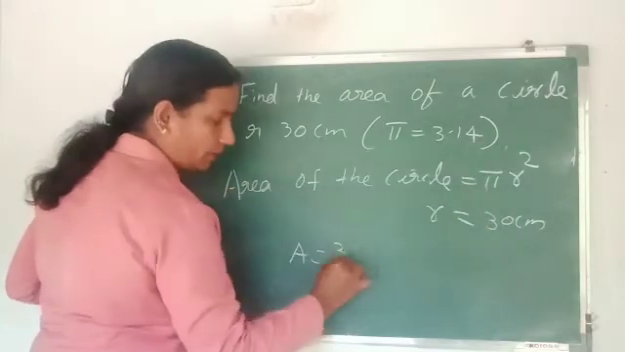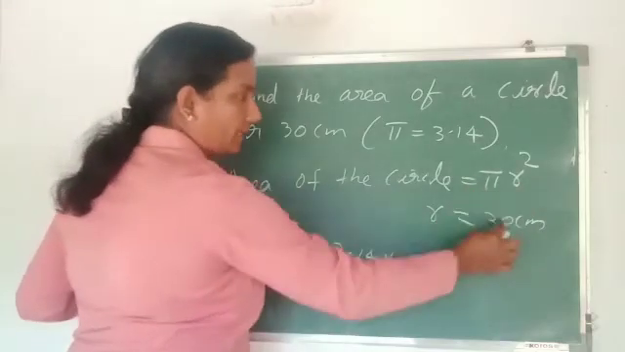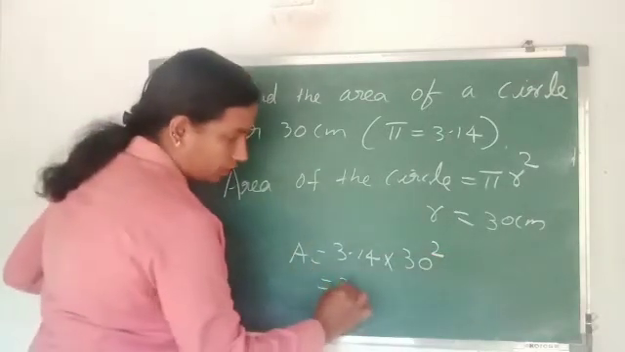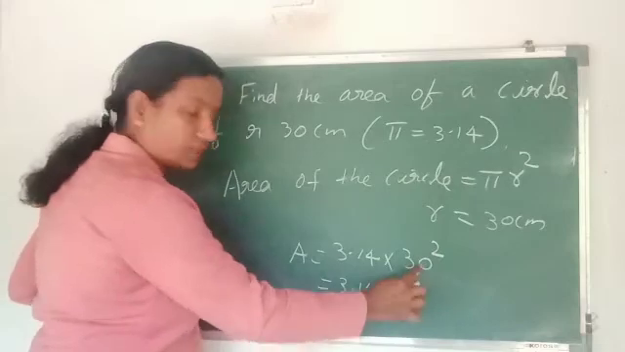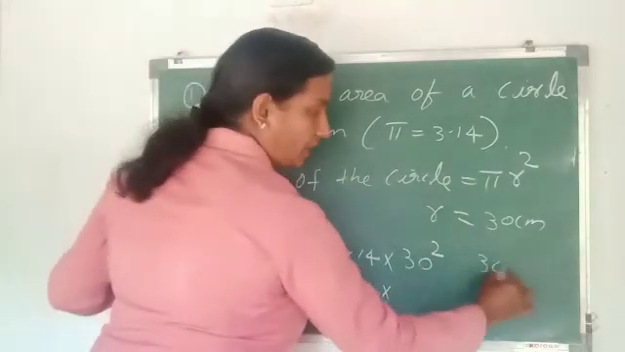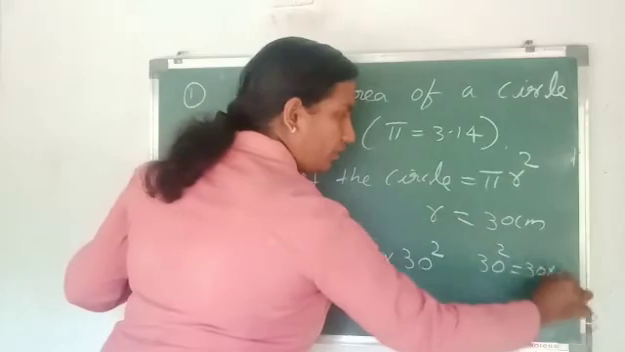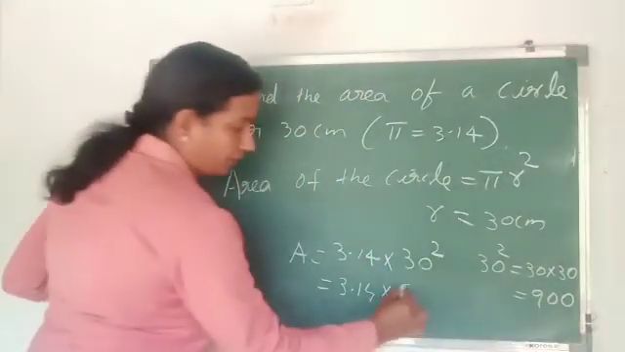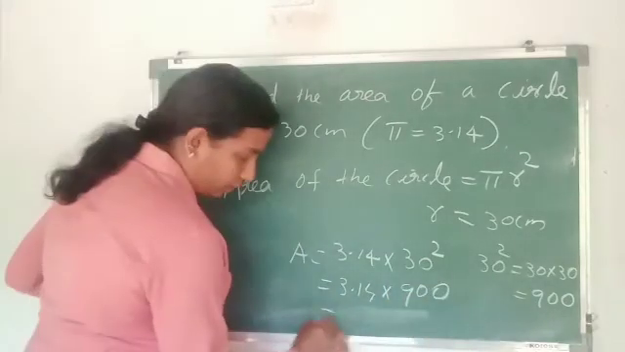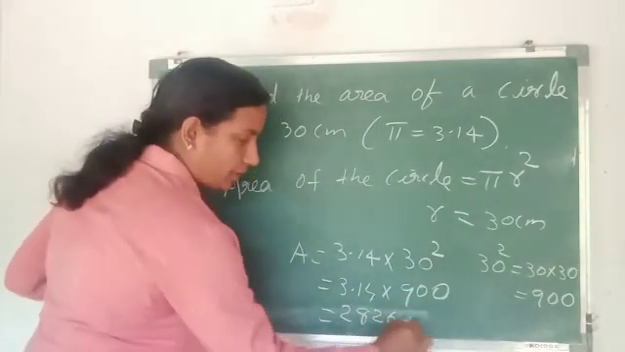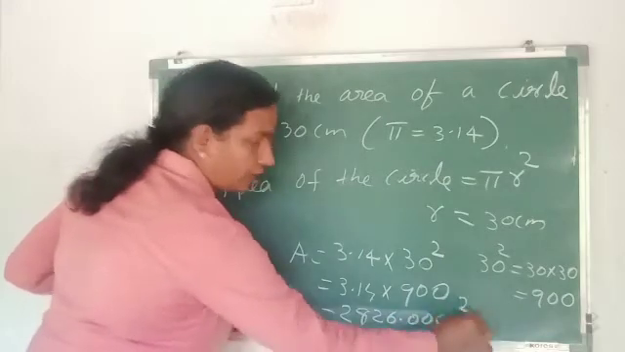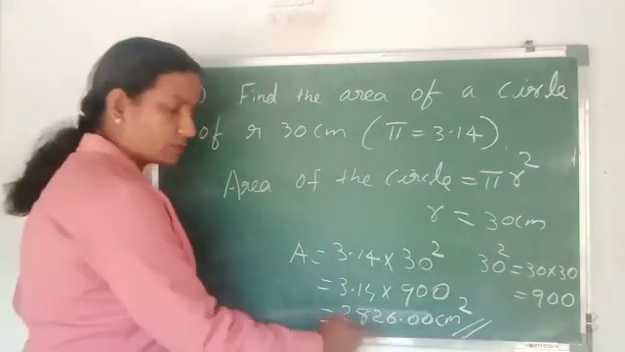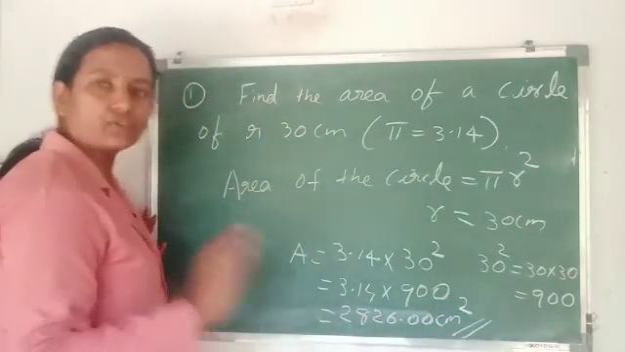Pi means 3.14 into r square, which is 30 square. See, 30 square means 30 into 30, that means 900. So 3.14 into 900 is equal to 2826.00 centimeter square. Unit centimeter square. Okay. So the area of the circle is 2826 centimeter square.